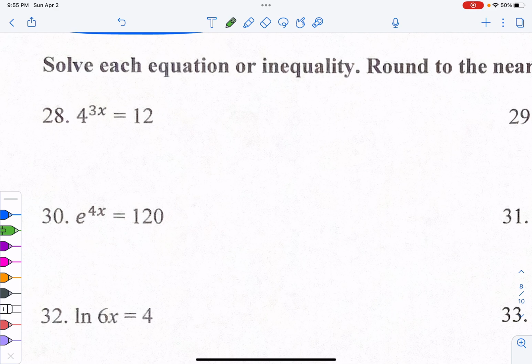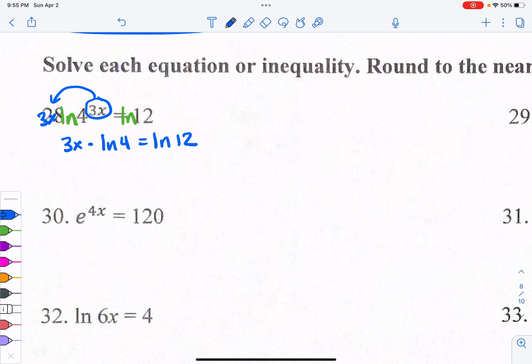So my only option is to either put a log in front of both sides or put an ln in front of both sides. I'm just going to do ln. It doesn't matter which one you use. But when you have a log there, then that means that this 3x can come down in front. And so I have 3x times ln of 4 equals ln of 12.